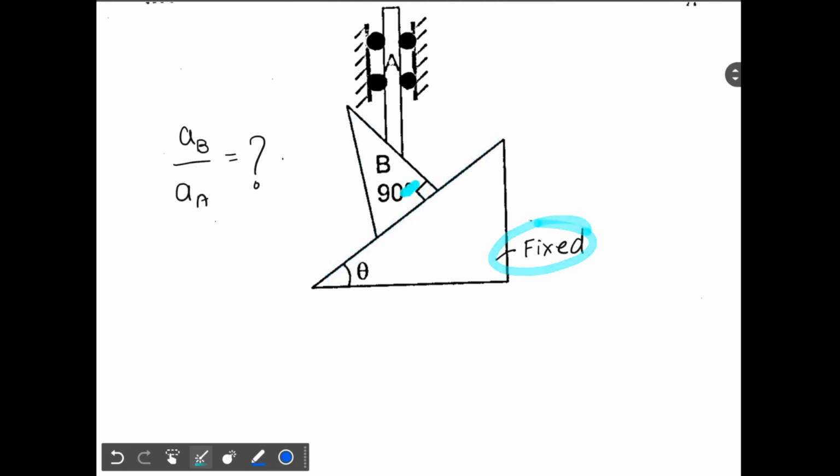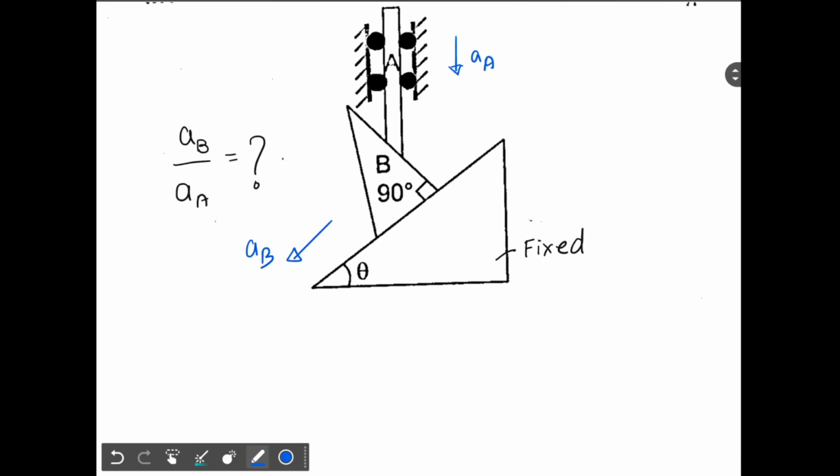So the wedge B can slide along this inclined plane and the rod can slide only vertically, and since they are in contact over here, they create a constraint motion. The question is asking what is the relation between the ratio of acceleration of B and acceleration of A. So A will be coming downwards with acceleration AA, and B will be going along the incline with acceleration AB.